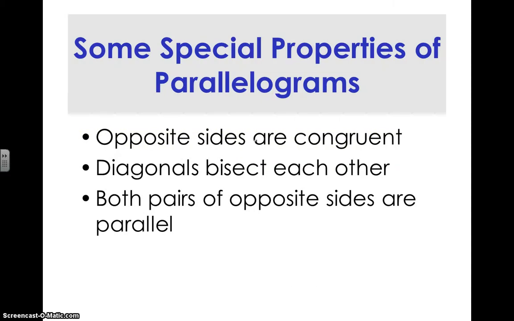The special properties of a parallelogram: opposite sides are congruent, the diagonals bisect each other, and remember, the diagonals are the lines that connect the vertices together. And remember, a vertex is the corner of the shape, and bisect means that they cut each other in half. And then also, both pairs of opposite sides are parallel.